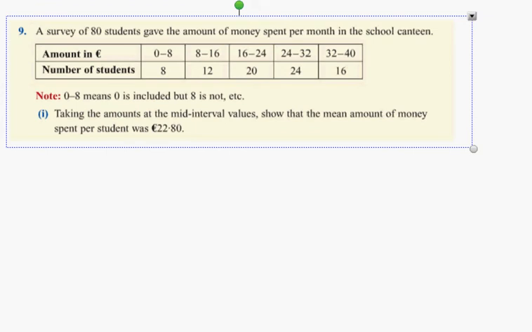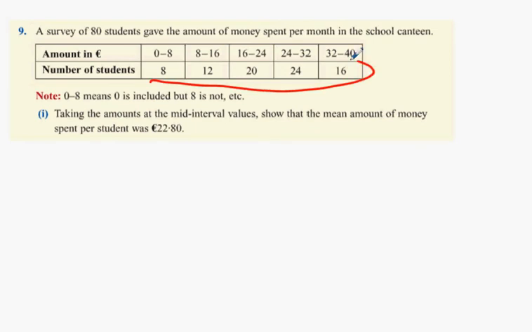Survey of 80 students. This automatically means that all of these numbers here must add to what? 80. Okay. Now, 0 to 8 means that 0 is included, but 8 isn't. Therefore, 16 to 20 means that 16 is included, but 24 isn't. That's what that means, okay? Taking the amounts at the mid-interval values, show that the mean amount of money spent per student was €22.80.